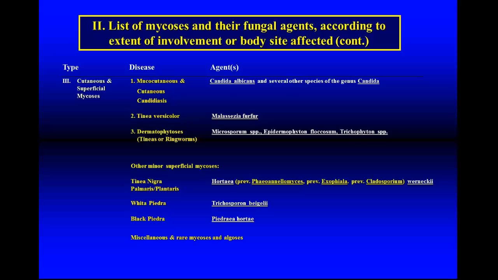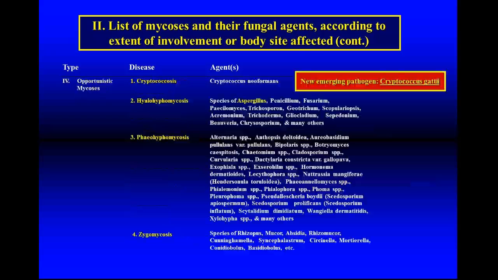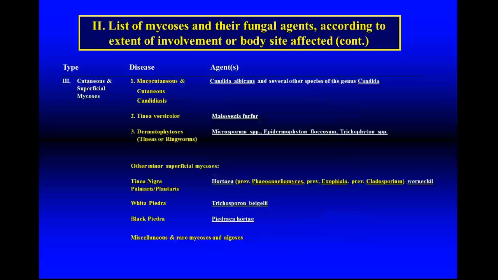The three to remember are mucocutaneous and cutaneous candidiasis by Candida albicans and the many other species of the genus Candida that are as important, because some of them are resistant to Diflucan, some others are resistant to other antifungals. Number two in these superficial mycoses is Tinea versicolor by Malassezia furfur. And the last one are the tineas or ringworms, known as the dermatophytoses, by species within three genera: Microsporum, Epidermophyton, and Trichophyton.